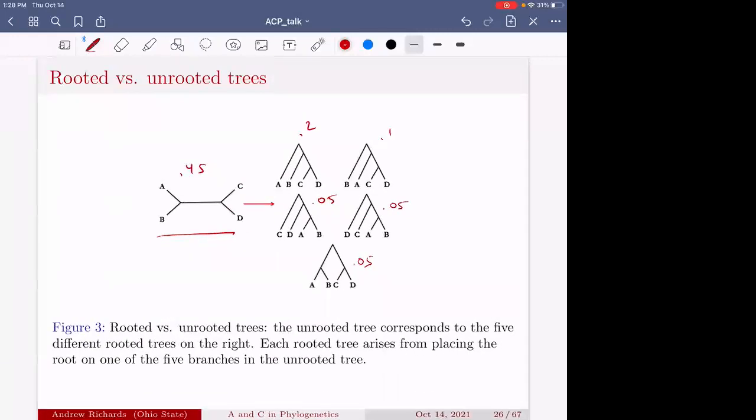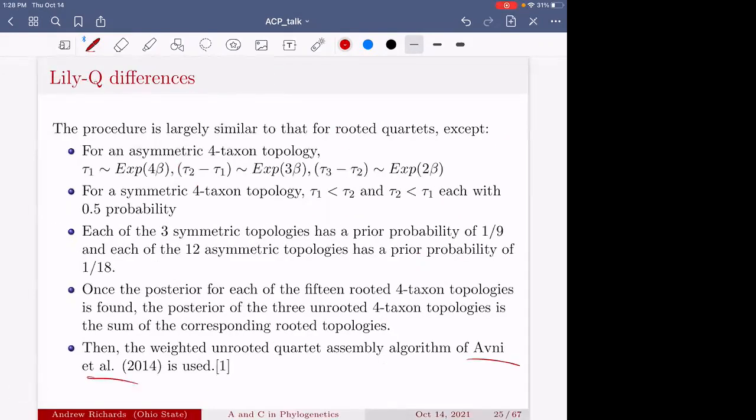And then we would do that for all 3 of the unrooted 4 taxon topologies and feed that in as an input to the final assembly procedure. And the assembly procedure that we use is from Abney et al. 2014. Okay, so that is the basis for the methodology.